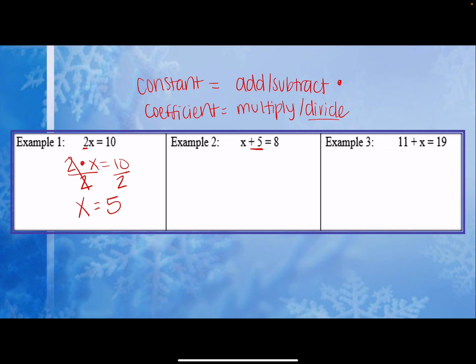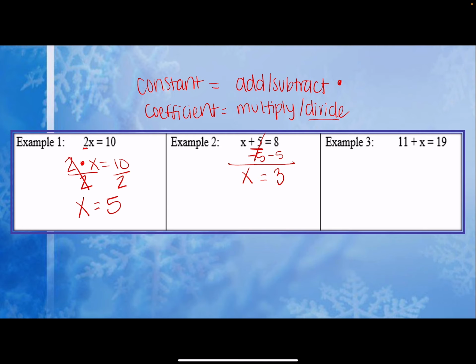Well, 5 is being added to x. We need to do the inverse operation, which means we need to subtract. We're going to subtract 5 from both sides. All right, x is equal to 8 minus 5, which is 3. And our final example, we have 11 plus x equals 19.